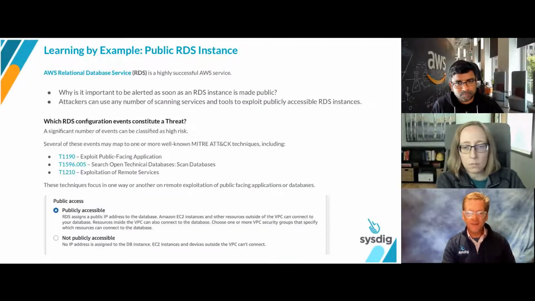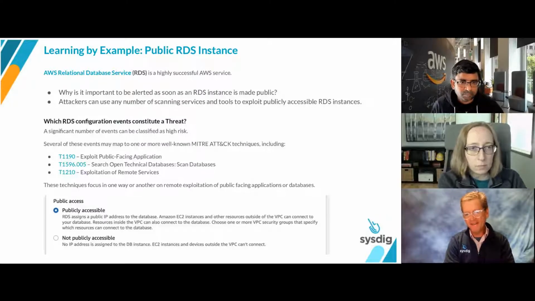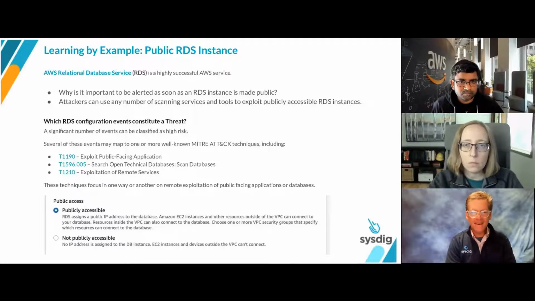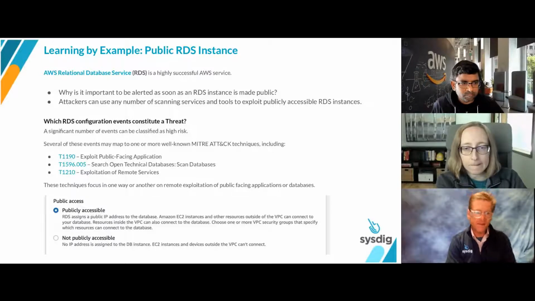So looking at a specific example of making an RDS instance public, which is a valid event that can happen in AWS. So AWS Relational Database Service is a highly successful service from AWS, and it can be made public if you want to share this database service out on the internet, which again is a valid use case. But you probably want to be alerted when that happens. You don't want that just to be a blind spot for you.